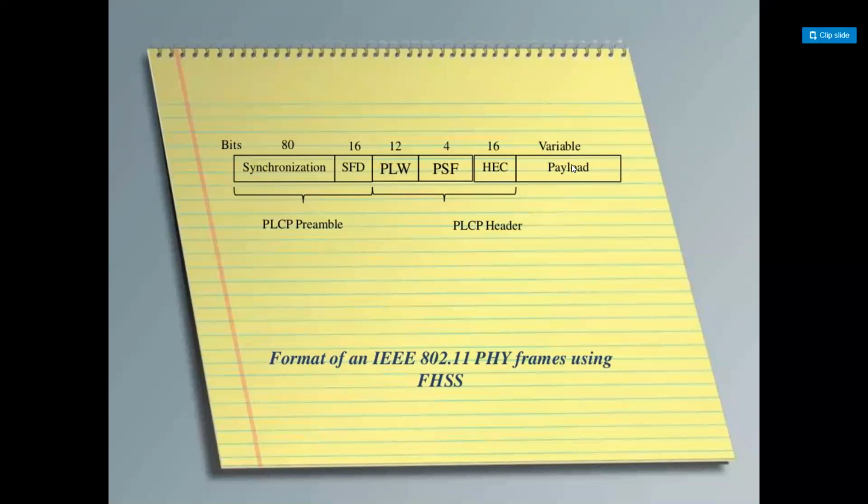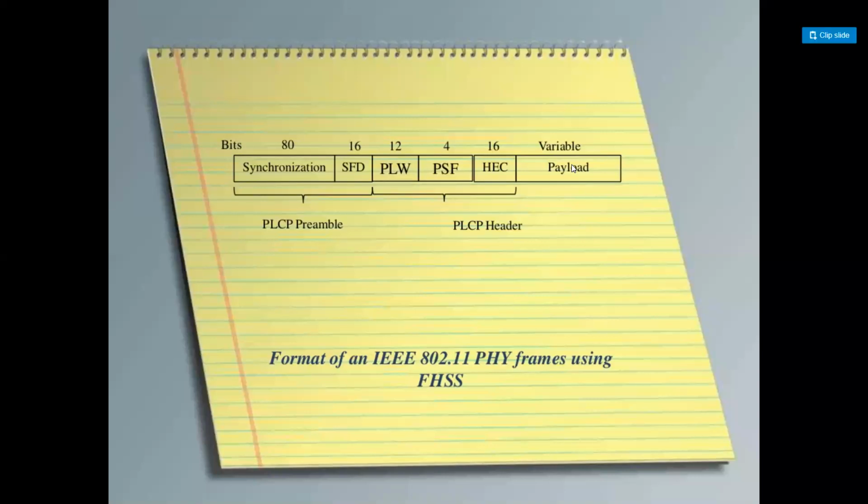Next one is the start frame delimiter. In Ethernet, the SFD signals the end of the preamble. That means after the end of the SFD, the original frame will start. Now coming to the original frame, that is the next part.